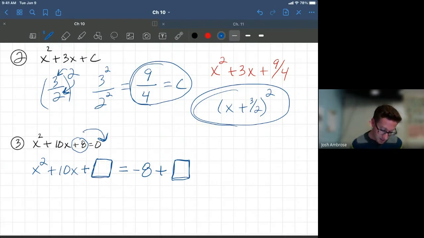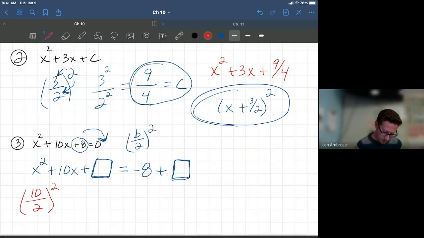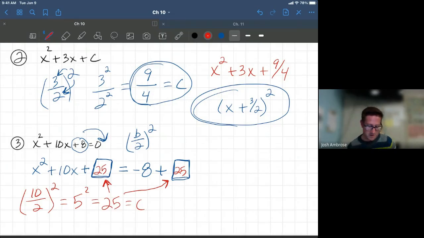Okay, so let's find the brand new c value. How do we do that again? b over 2 quantity squared. So b in this case is 10 divided by 2 quantity squared. That makes 5 squared. That makes 25. So that's what my c value is. That's what I'm going to put in right there, and that's what I'm going to put in right there. So let's fill in those blanks with 25.